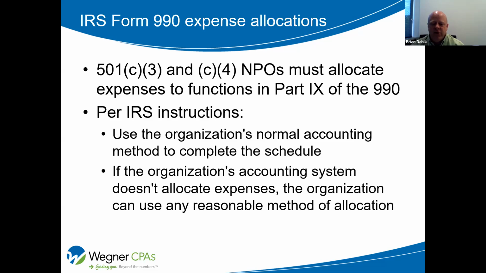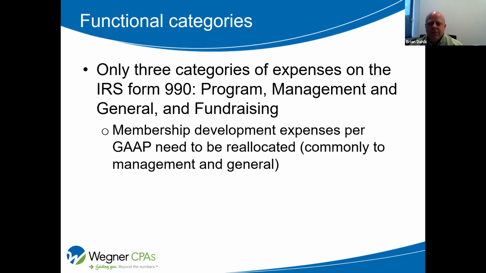That's certainly a safe way to do it. But the IRS stops short of explicitly saying that the allocations have to be done according to generally accepted accounting principles. One difference between the IRS form and the GAAP method is that the IRS only has three functional categories: program services, or program, management and general, and fundraising. For GAAP purposes, there was that fourth one called membership development.